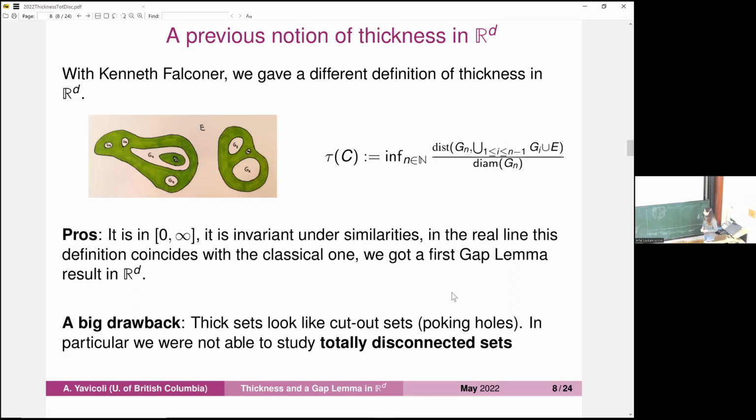And I want to also say that these kinds of sets are famous and important, not just in geometric measure theory, also in dynamical systems.